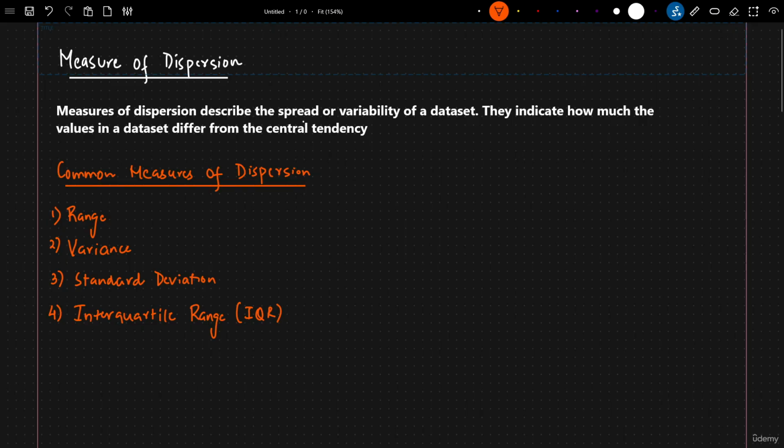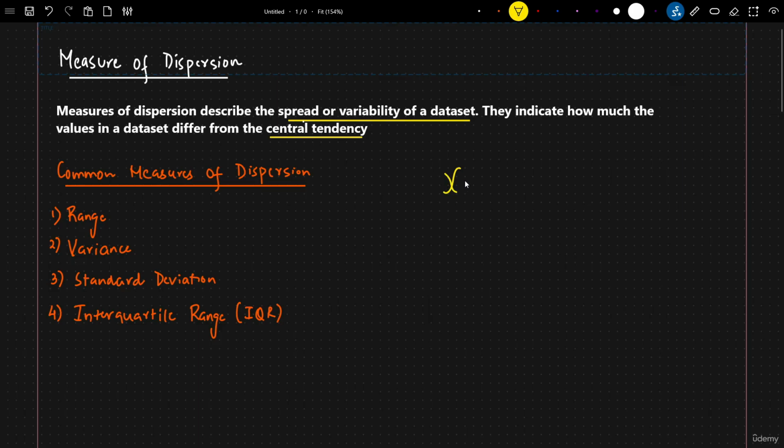First of all, we are going to go ahead with the definition, and then one by one we will see what are the common measures of dispersion that are specifically used. So first, the definition: measure of dispersion describes the spread or variability of a data set. They indicate how much the values in a data set differ from the central tendency, right?